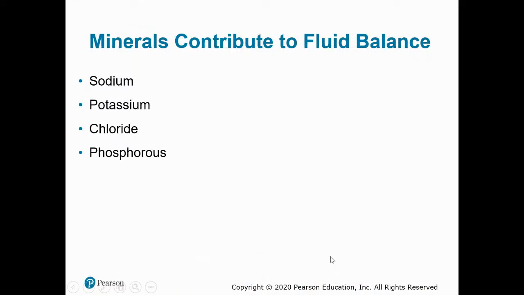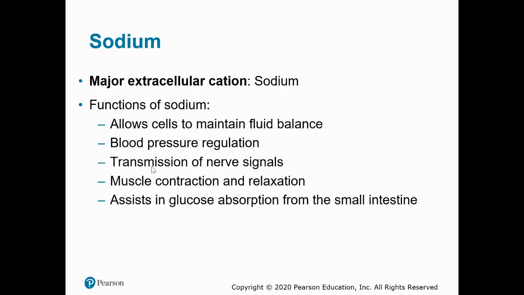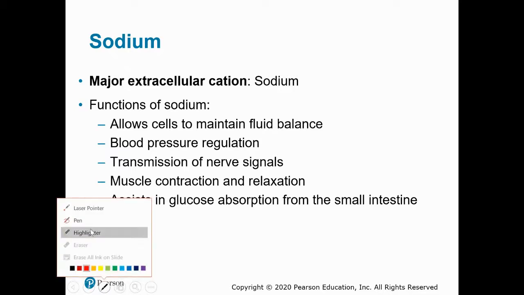So in the second part, we're going to go through and talk about these four major electrolytes: sodium, potassium, chloride, and phosphorus. And then we're going to talk about some disorders and diseases associated with fluid and electrolyte imbalance or deficiency. So first we'll start with sodium.